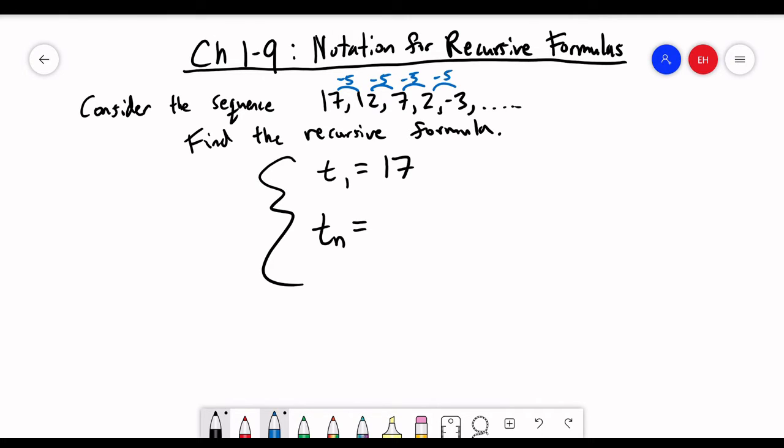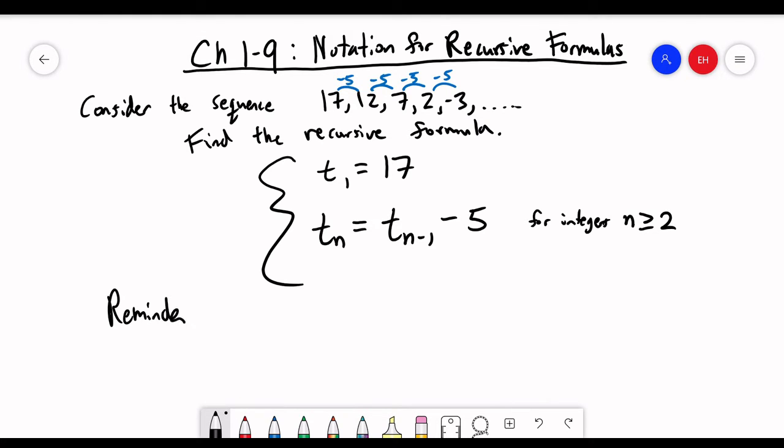So we look at the sequence and say, okay, the pattern is you just subtract 5 from 17 to get 12, and then subtract 5 to get to 7, and subtract 5 to get to the 2. So what we have to do is Tn equals, the symbol for previous term is Tn minus 1, and the pattern is to subtract 5. So it's Tn equals Tn minus 1 minus 5 for integers n bigger than or equal to 2, because we already took care of the first term, n equals 1.